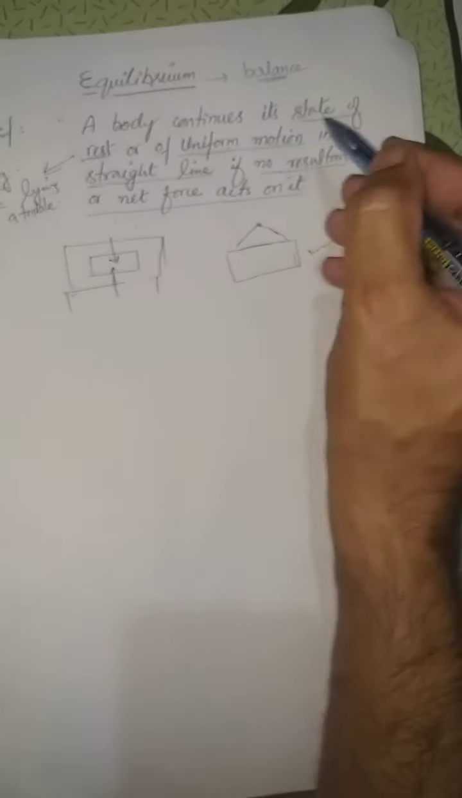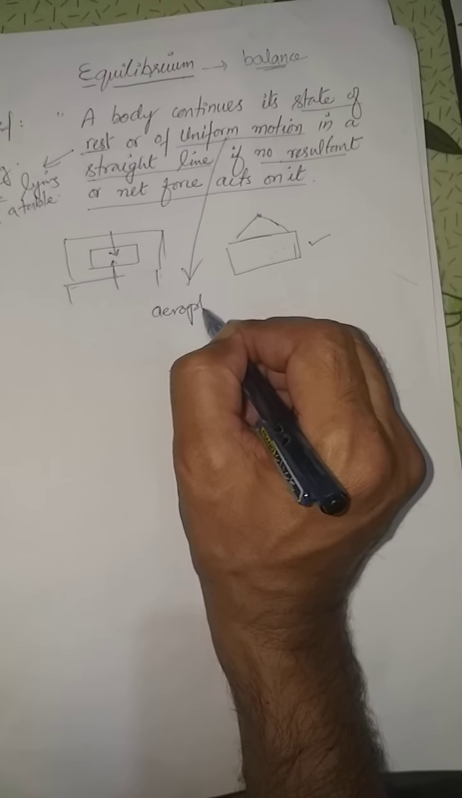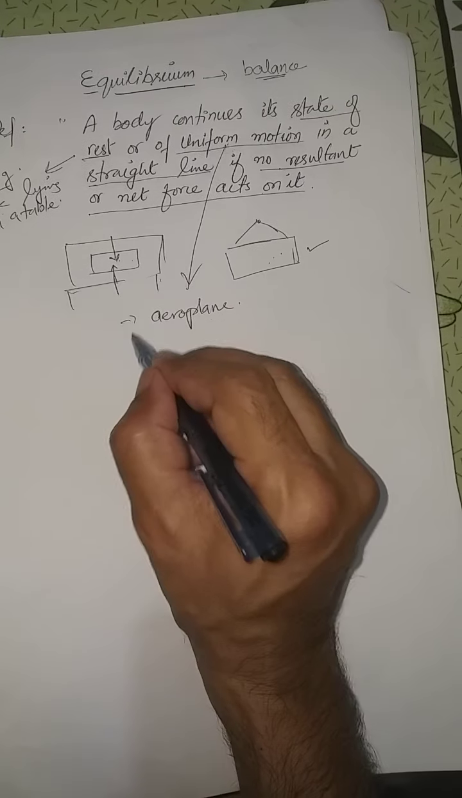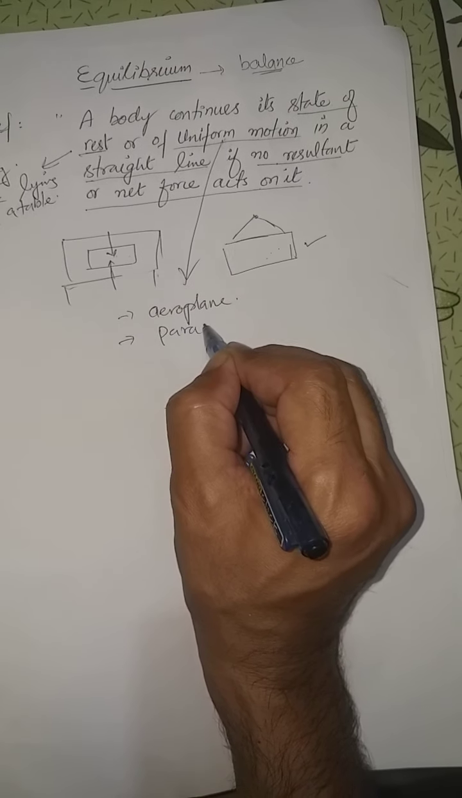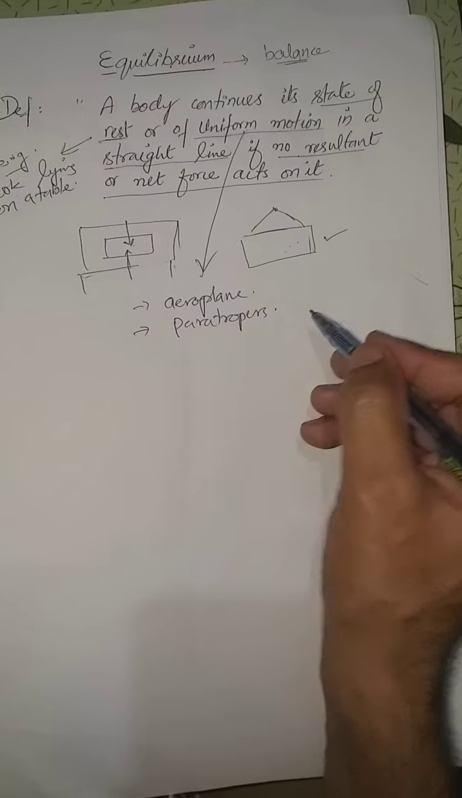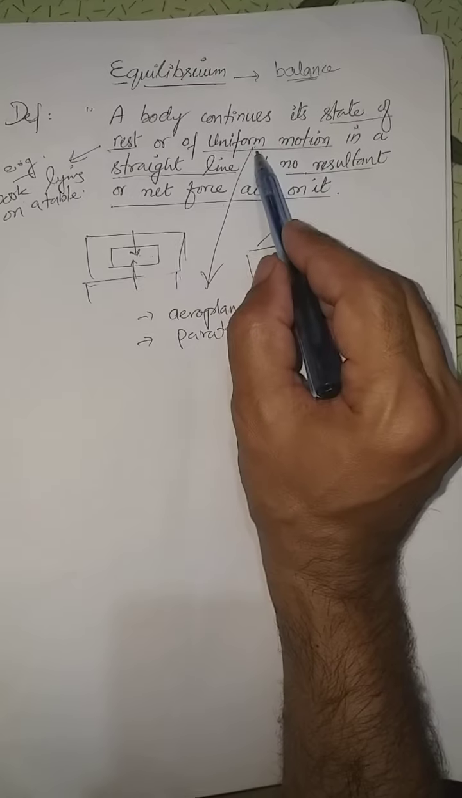The examples of this: an aeroplane is an example of it. Then we can have paratroopers, which is an example of an object which is in uniform motion.